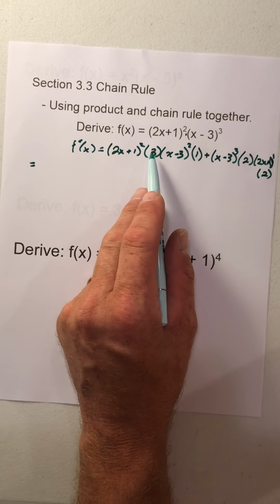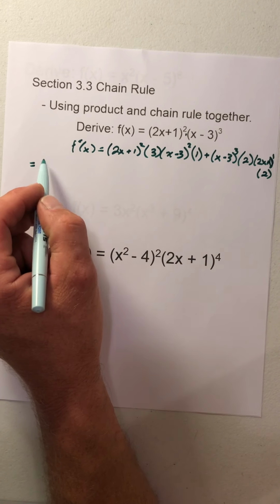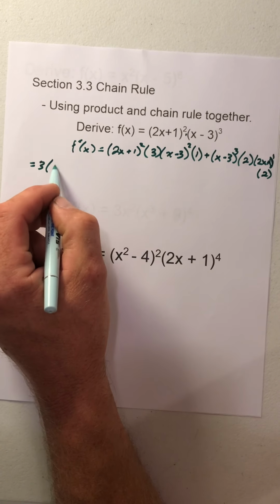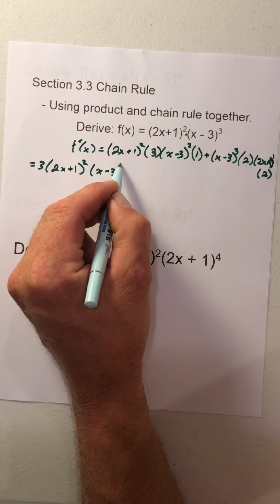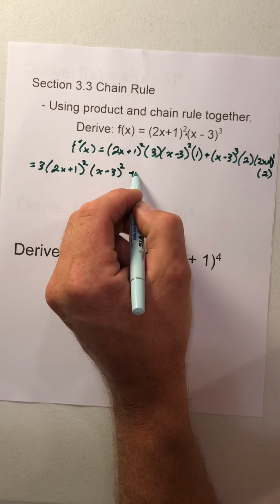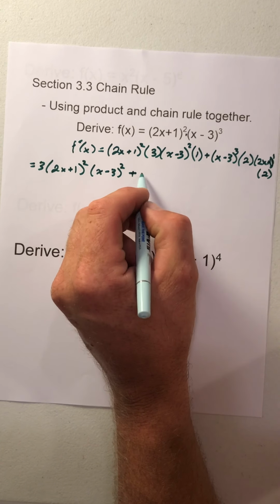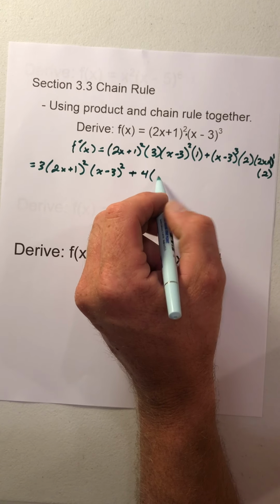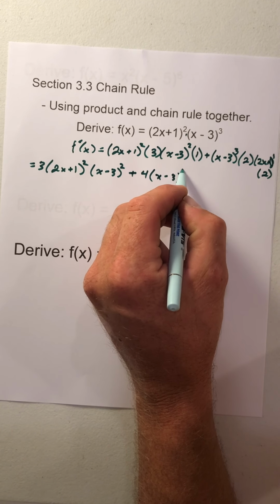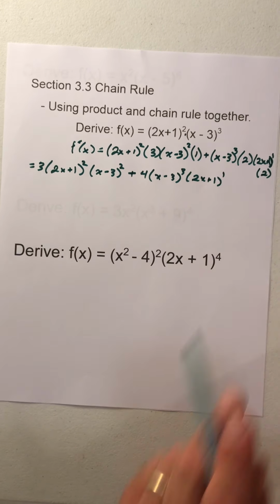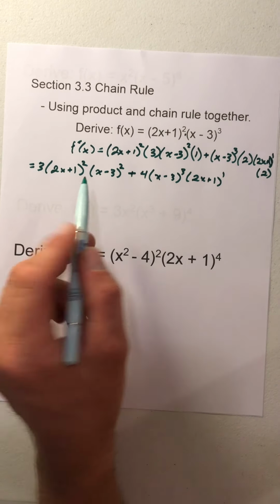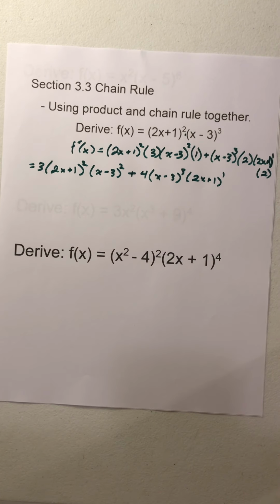So what can we do to clean this up? Right now we have 3 times 1. That gives us 3, and then our 2x plus 1 to the second, and then our x minus 3 to the second. So that we are going to add, we have 2 times 2, our constants. We have 4, we have our x minus 3 to the third, and 2x plus 1 to the first. All right, so this looks like what we did way back when we simplified our rational expressions, our rational functions.